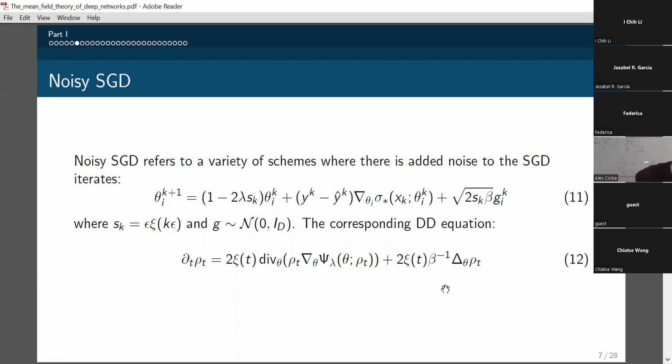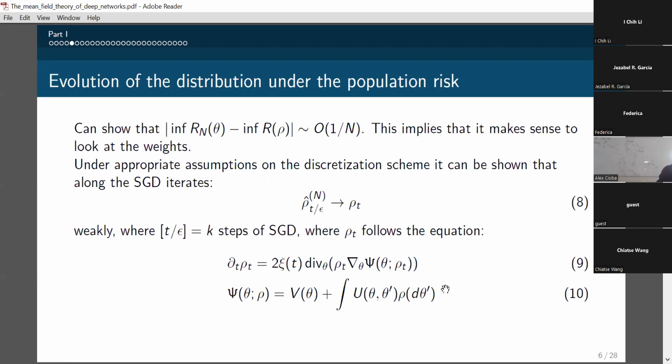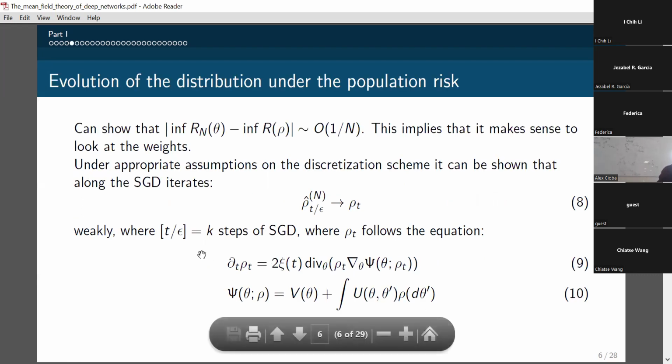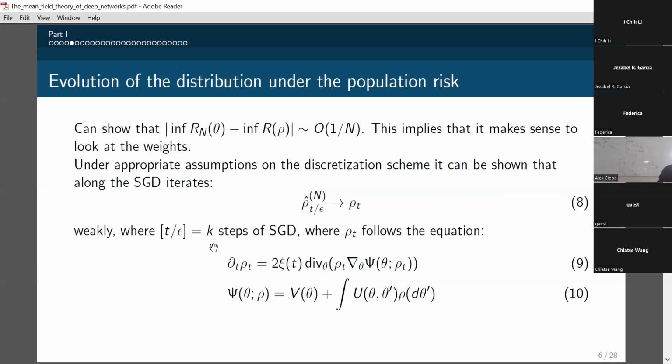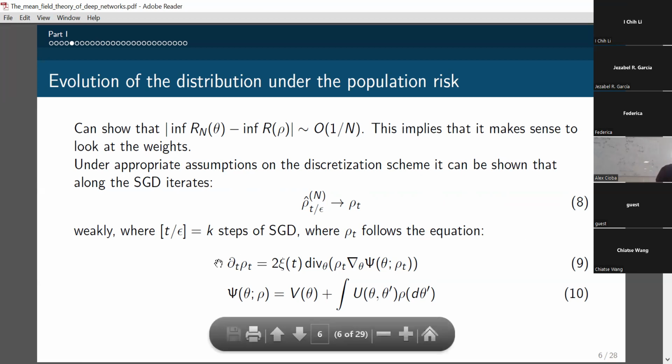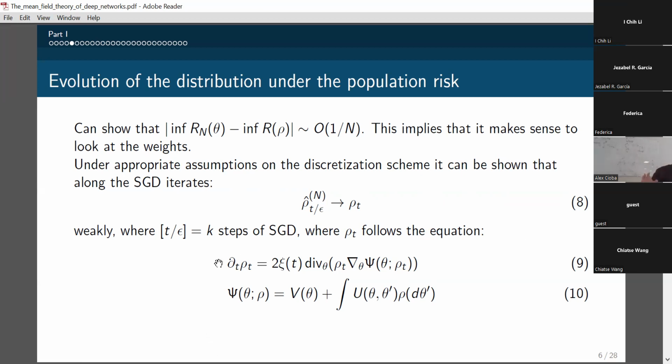So again, there are two things. Mean field theory is this description of convergence to these distributional dynamics equations as the number of neurons tends to infinity, and also for a particular schedule for the SGD step, right? So this is one thing. It's approximating the solution to this equation, and the solution to this equation still depends on time.